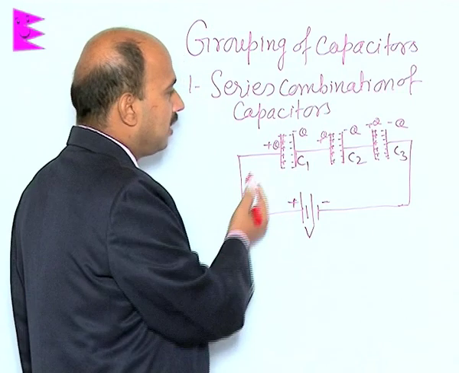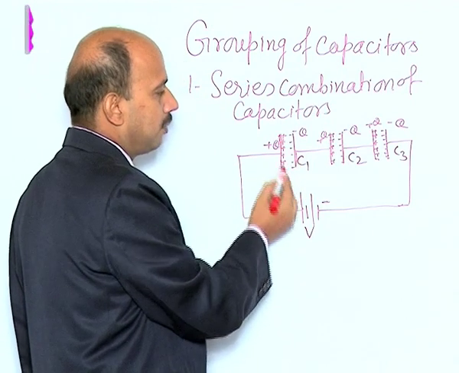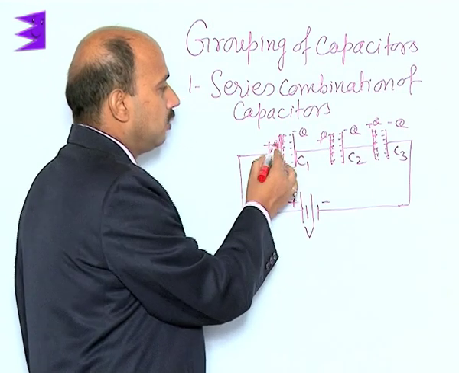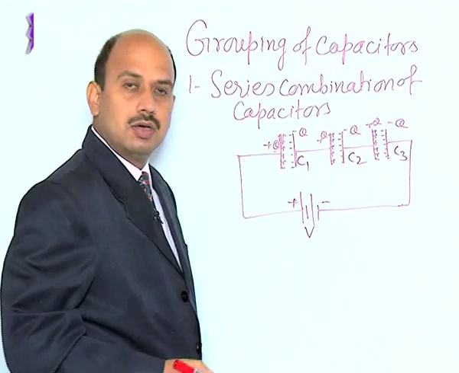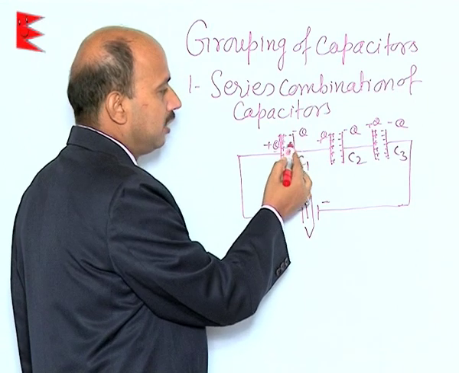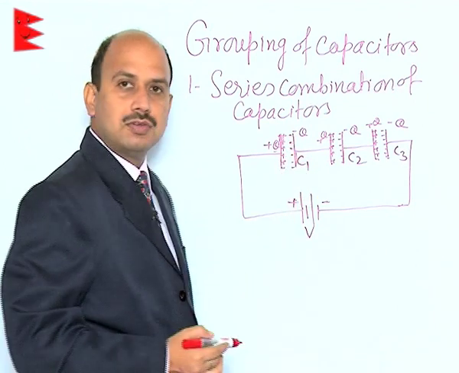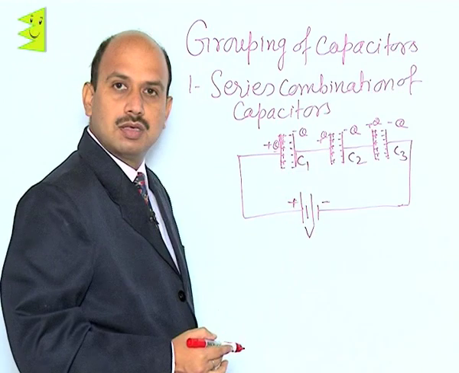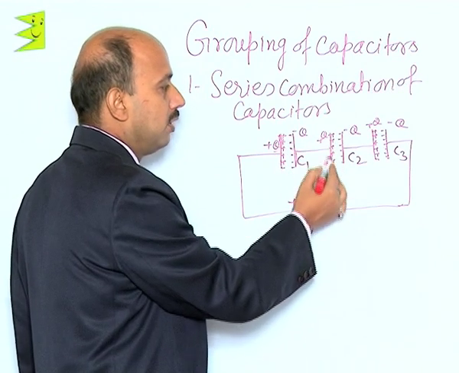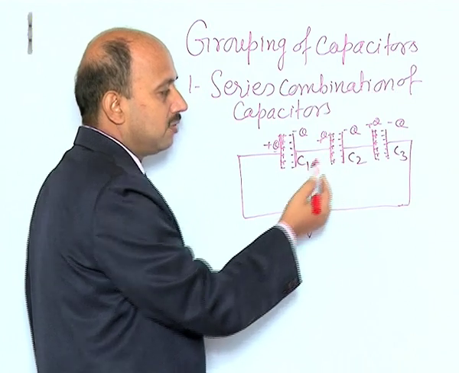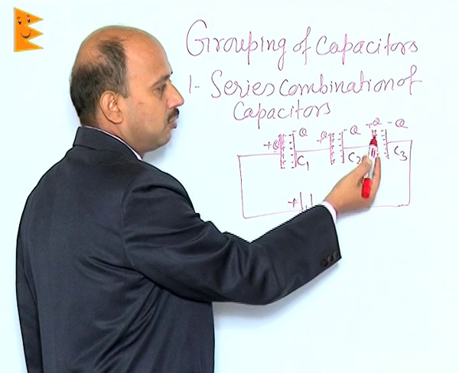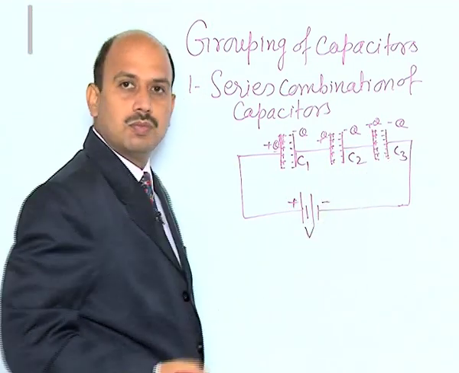Now, when plus Q charge is given to this plate of capacitor C1, then minus Q charge is induced on the other plate of this capacitor, and plus Q charge will be induced on the other side, which will be transferred to one plate of capacitor C2. Similarly, here there is again plus Q and minus Q.